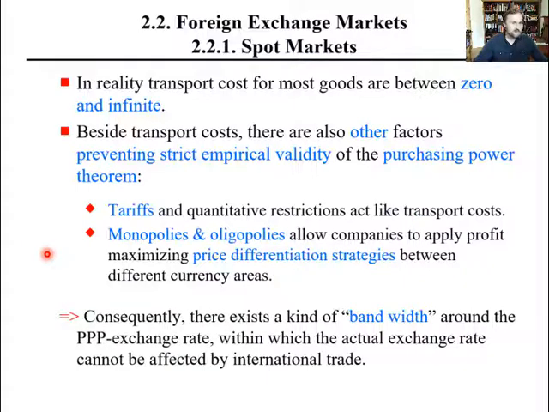And then we can also have monopolies or oligopolies which allow companies to apply profit maximizing price differentiation strategies between different currency areas. So consequently, there exists a kind of bandwidth around the purchasing power parity exchange rate within which the actual exchange rate cannot be affected by international trade.